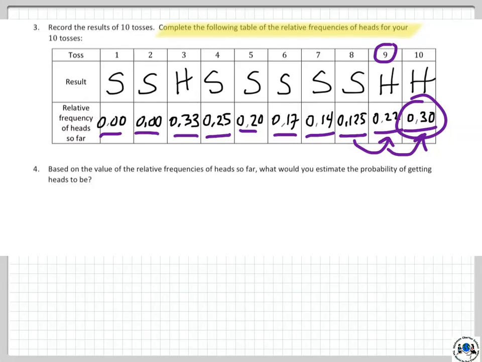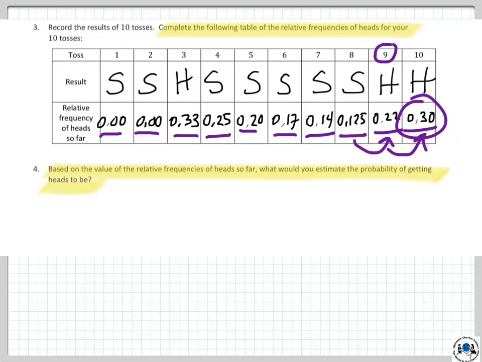But this next question, and again, these are all going to be different for you, okay? So a lot of these answers are going to be different for all of us, okay? You can base all of your work on what I'm doing, okay? So anyway, based on the value of the relative frequency of heads so far, what would you estimate the probability of getting heads to be?